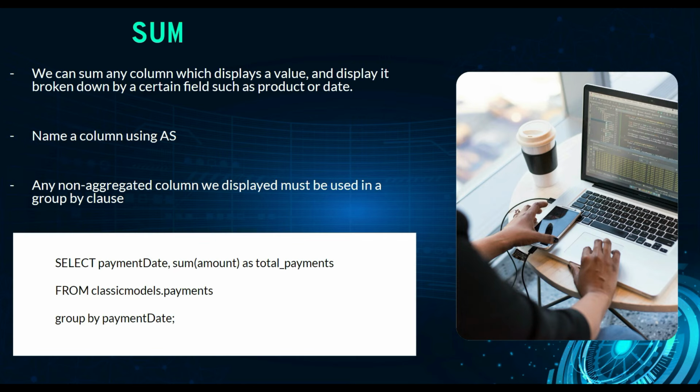We can use aggregate functions on any column which displays a value. And if you look at the example here, you can see we're showing the sum of the amount from the payments table to show the total payments received for each date. You'll notice I've also named this column total payments by using as. Otherwise, the column would just be named sum.